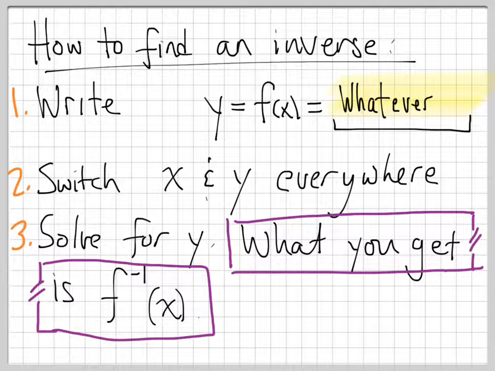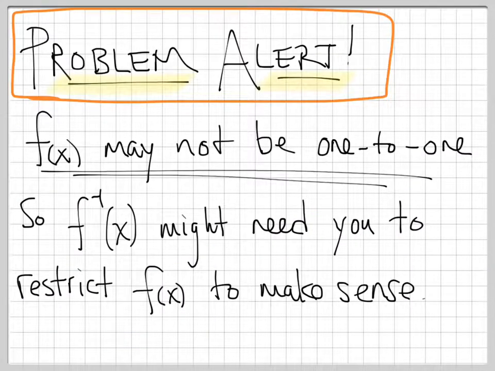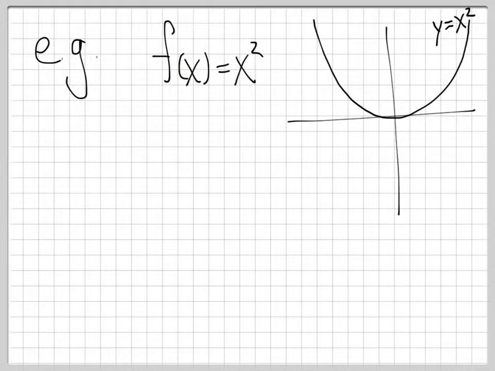So how do you find an inverse? Well, start by writing out the function, and instead of writing f of x, you can write y for this. And then switch every x and y. And what you're going to get when you do that is a new sort of function. And then when you solve for y, what you get at the end of solving for y is actually f inverse of x. So here's an example, f of x equals x squared.